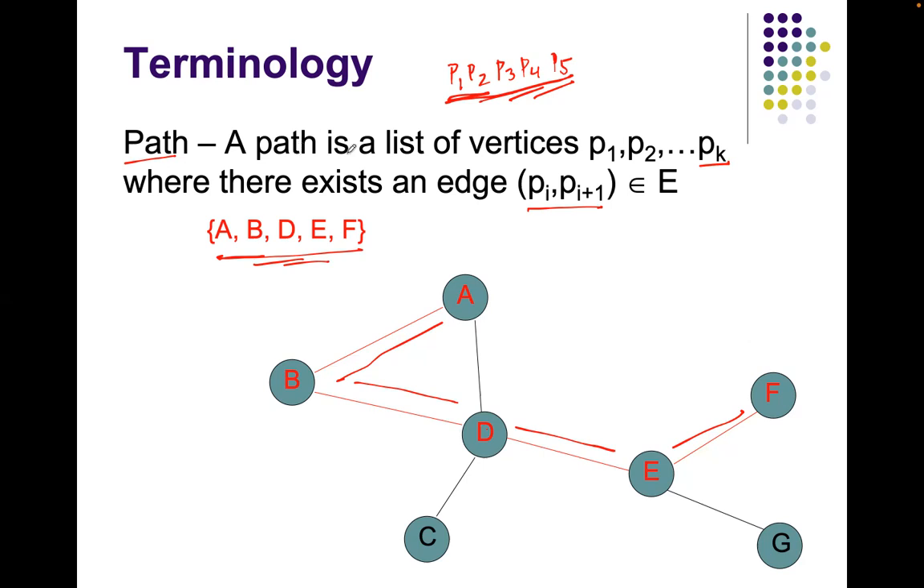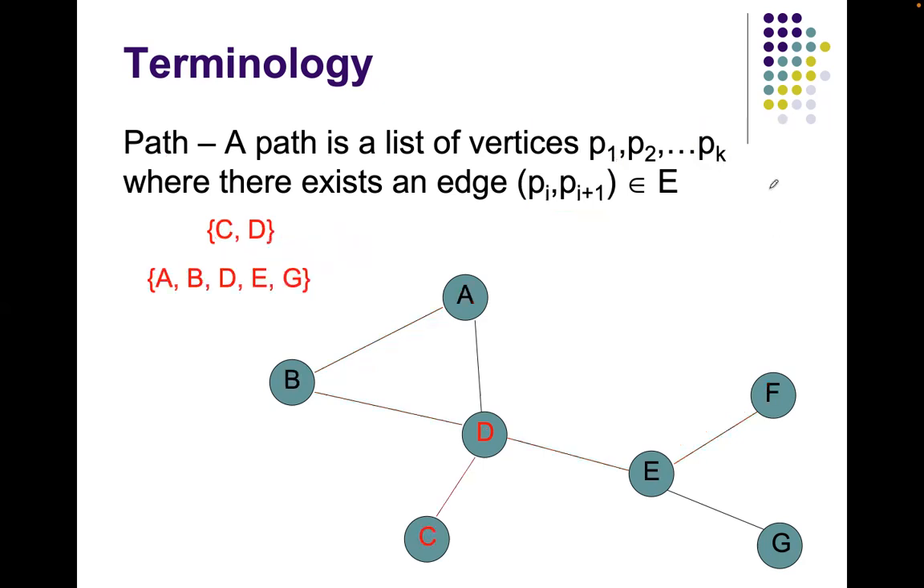So a path is a list of vertices and we represent them like that. There is an existing edge between any two adjacent nodes, and this path has a source P1 and destination Pk. Another two paths here: we have a path from C to D, and another path A, B, D, E, G.